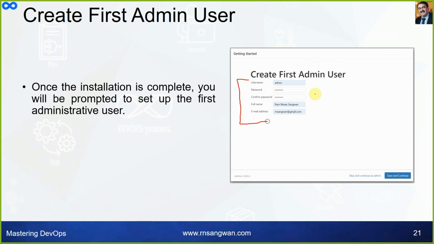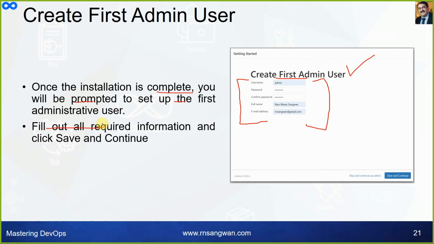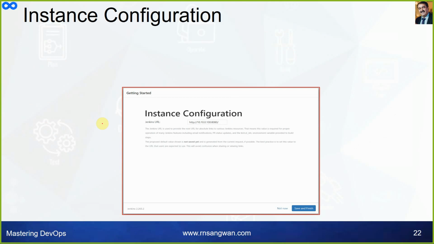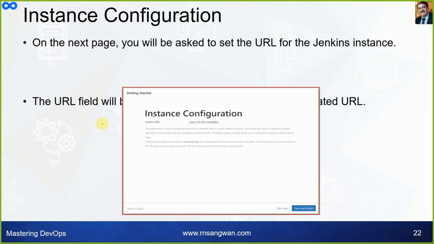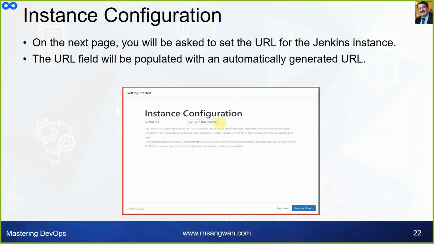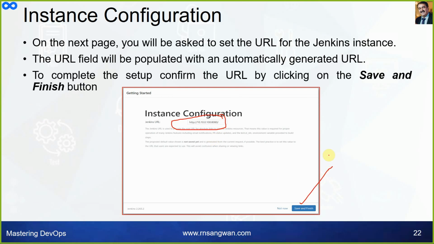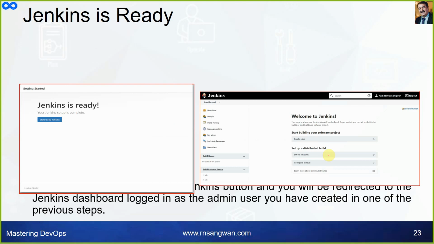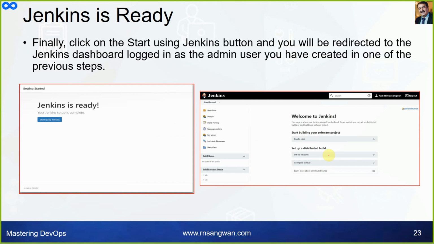You have to create one username and the email ID, that is the first admin user for Jenkins you will create. So once the installation is complete, you will be prompted to set up the first administrator user. Fill out all the information, then save and continue. On the last step, it will show you the URL where your Jenkins is available with the port number, and save and finish. Installation is successfully done, and then you are ready with Jenkins.